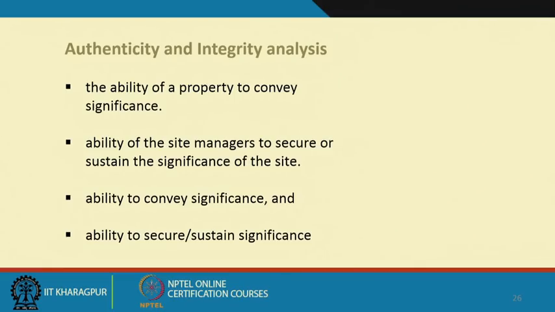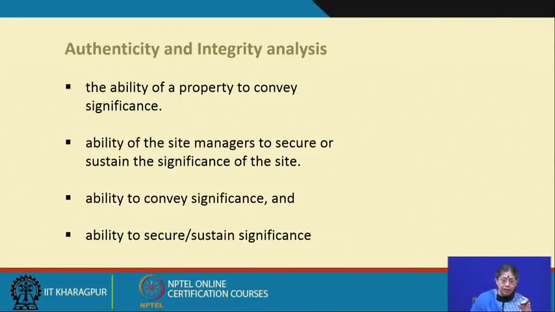So, authenticity and integrity, if we try to summarize, is the ability of a property to convey its significance, and the ability of the site managers to secure or sustain the significance of the site. So, these are the aspects which are reviewed while seeing a heritage site, World Heritage Site mainly, but also any other heritage site. We must try to understand what is meant by authenticity and integrity.